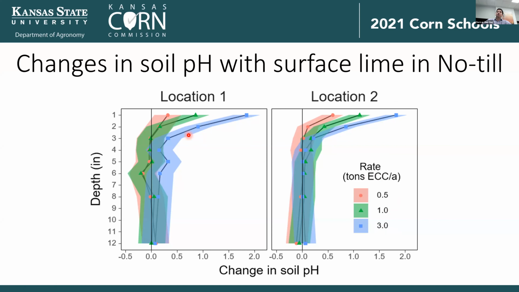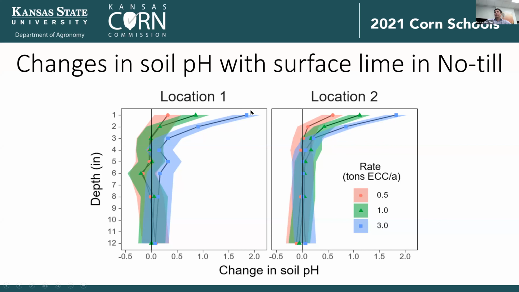And so this is the change in pH that we're seeing. With the high rate, we are seeing an increase in pH of up to about 2 units. A lot of these were a little bit below 5, so we were approaching a pH of 7 by the time we collected these, which was 3 years after the lime application. And so it basically follows the rates pretty nicely.